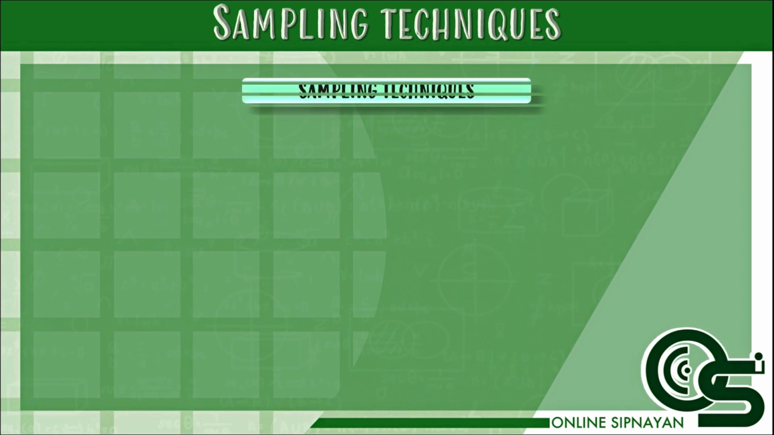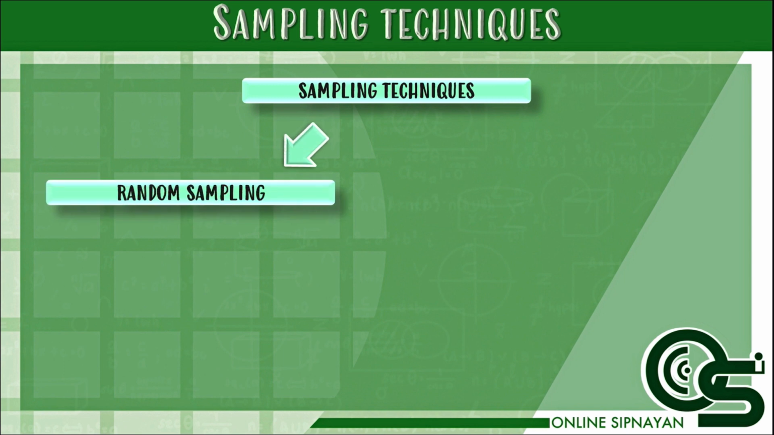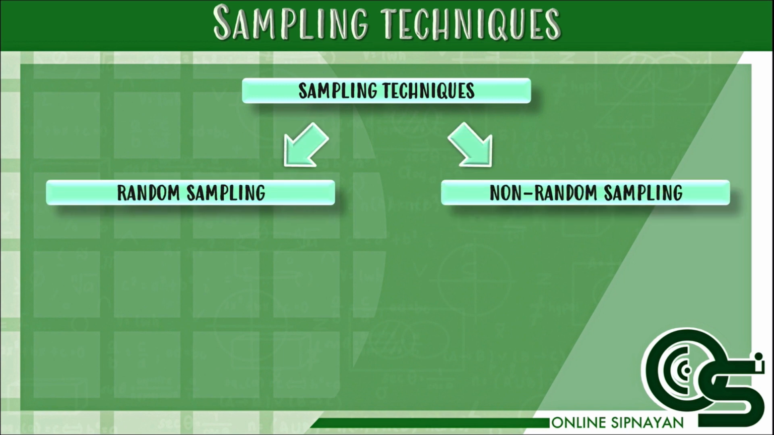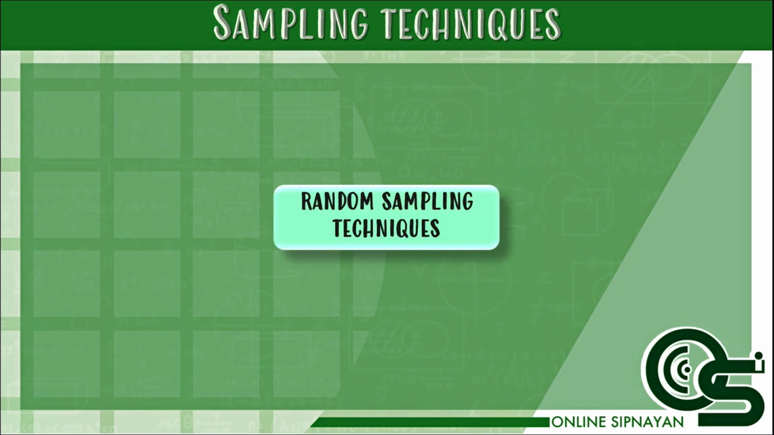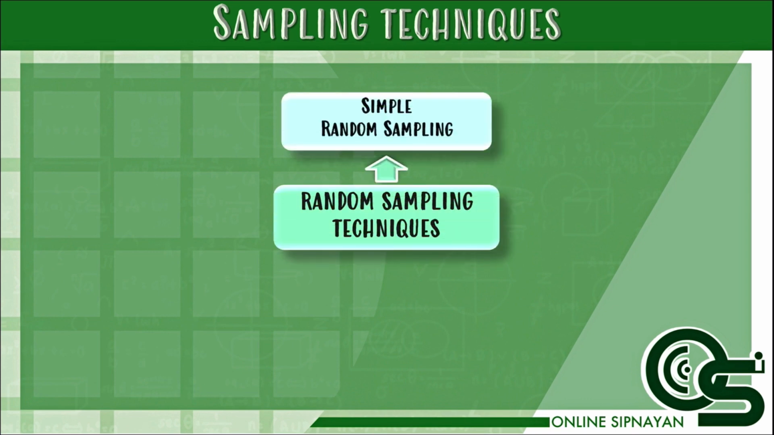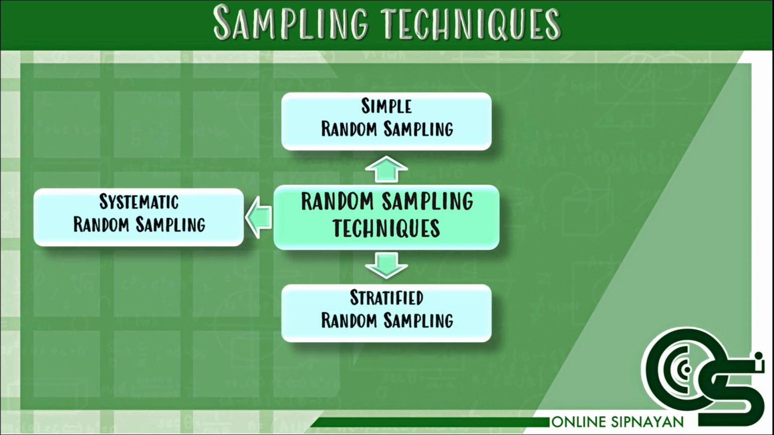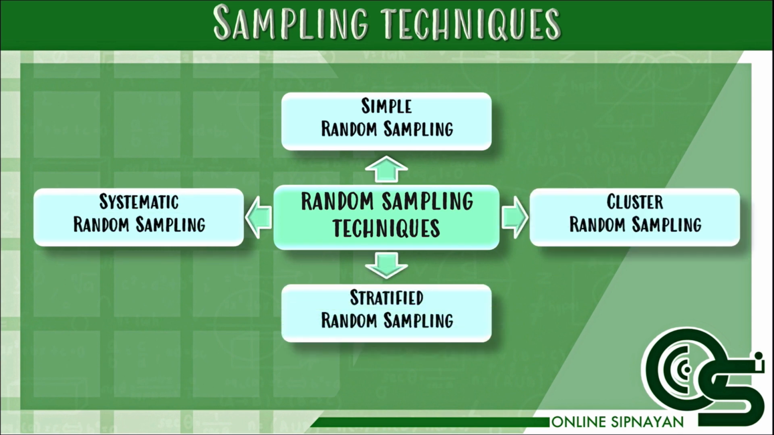When we select samples, there are two divisions: 1. Random sampling, and 2. The non-random sampling. The first division, random sampling, is a process whose members have an equal chance of being selected from the population. From the word random, which means unknown or unspecified, since we don't know who to select, everybody has the same opportunity to be chosen. Now, there are 4 random sampling methods. We have simple random sampling, systematic random sampling, stratified random sampling, and lastly, the cluster random sampling.